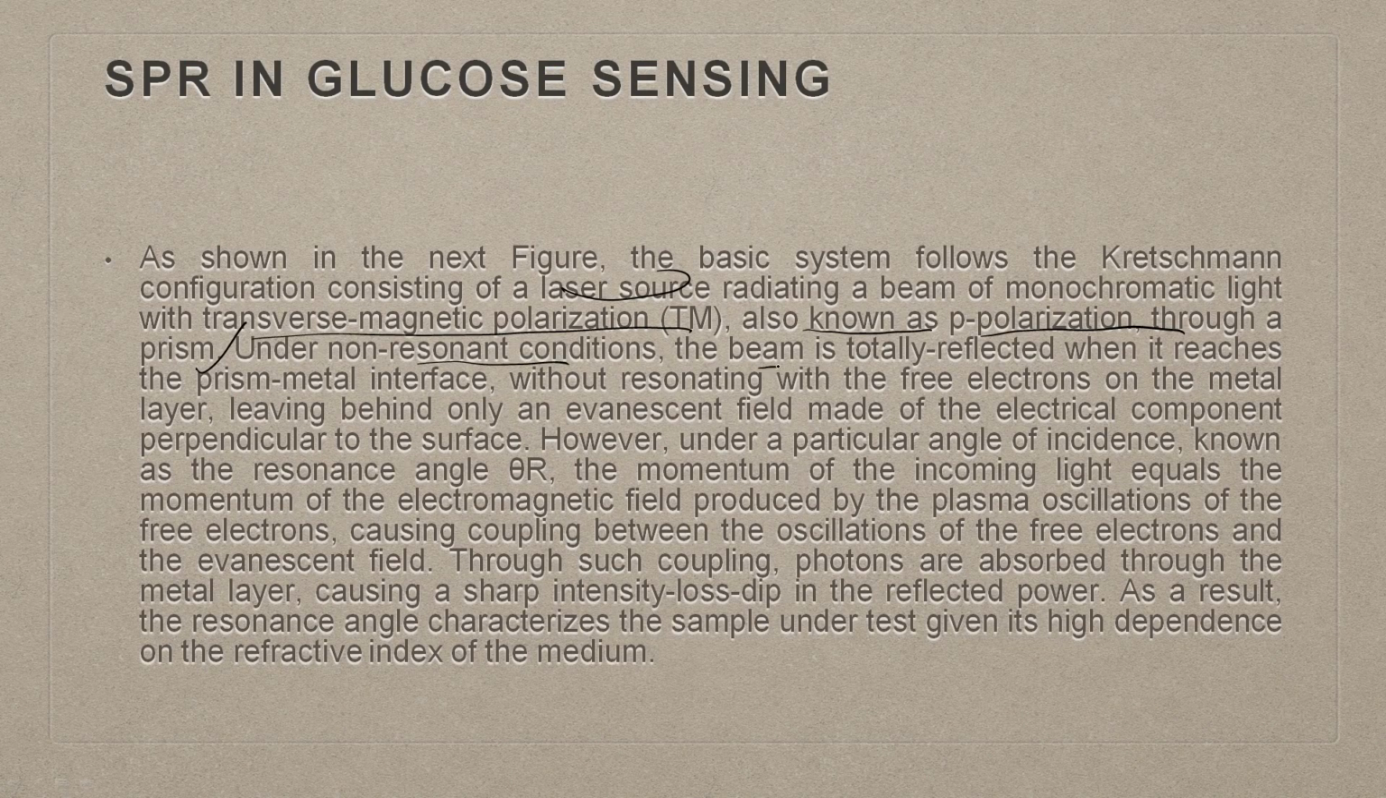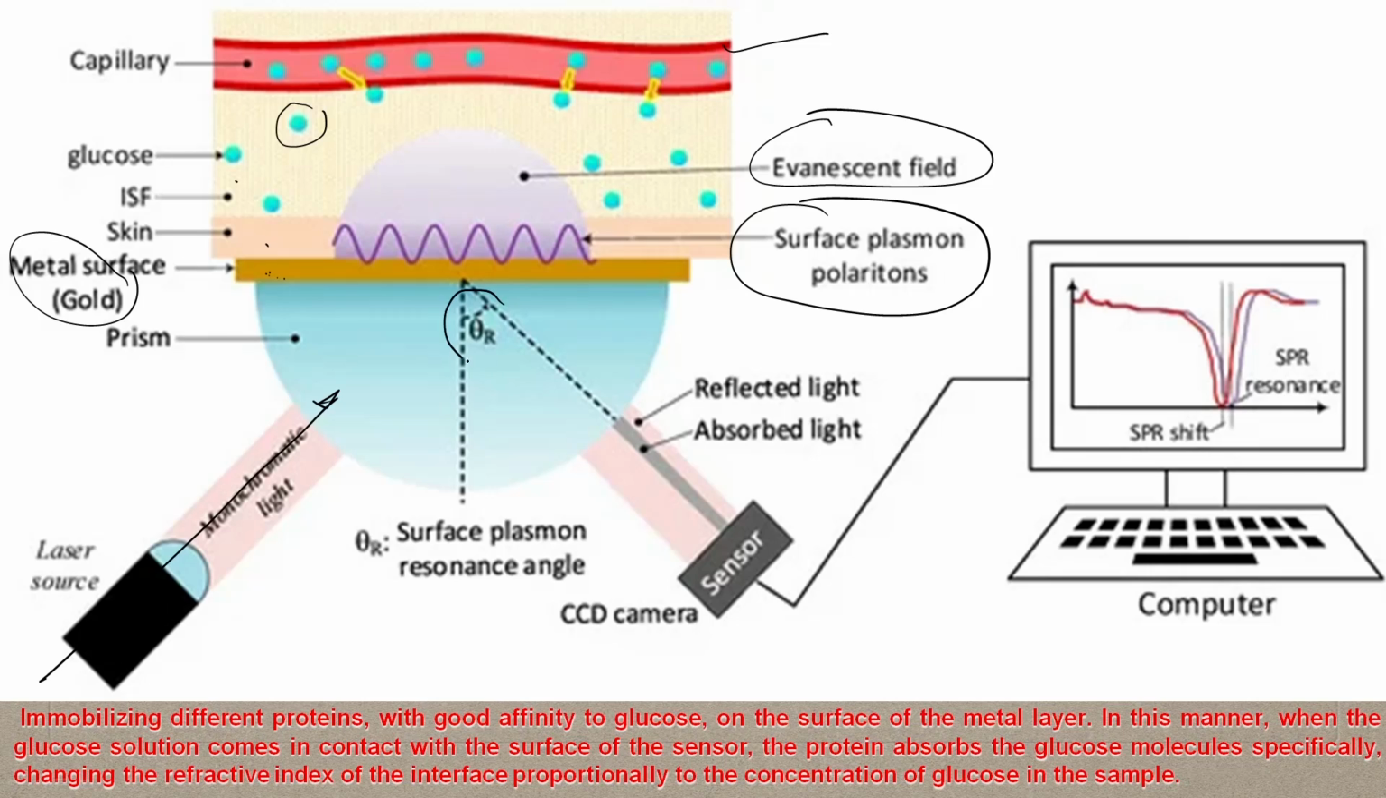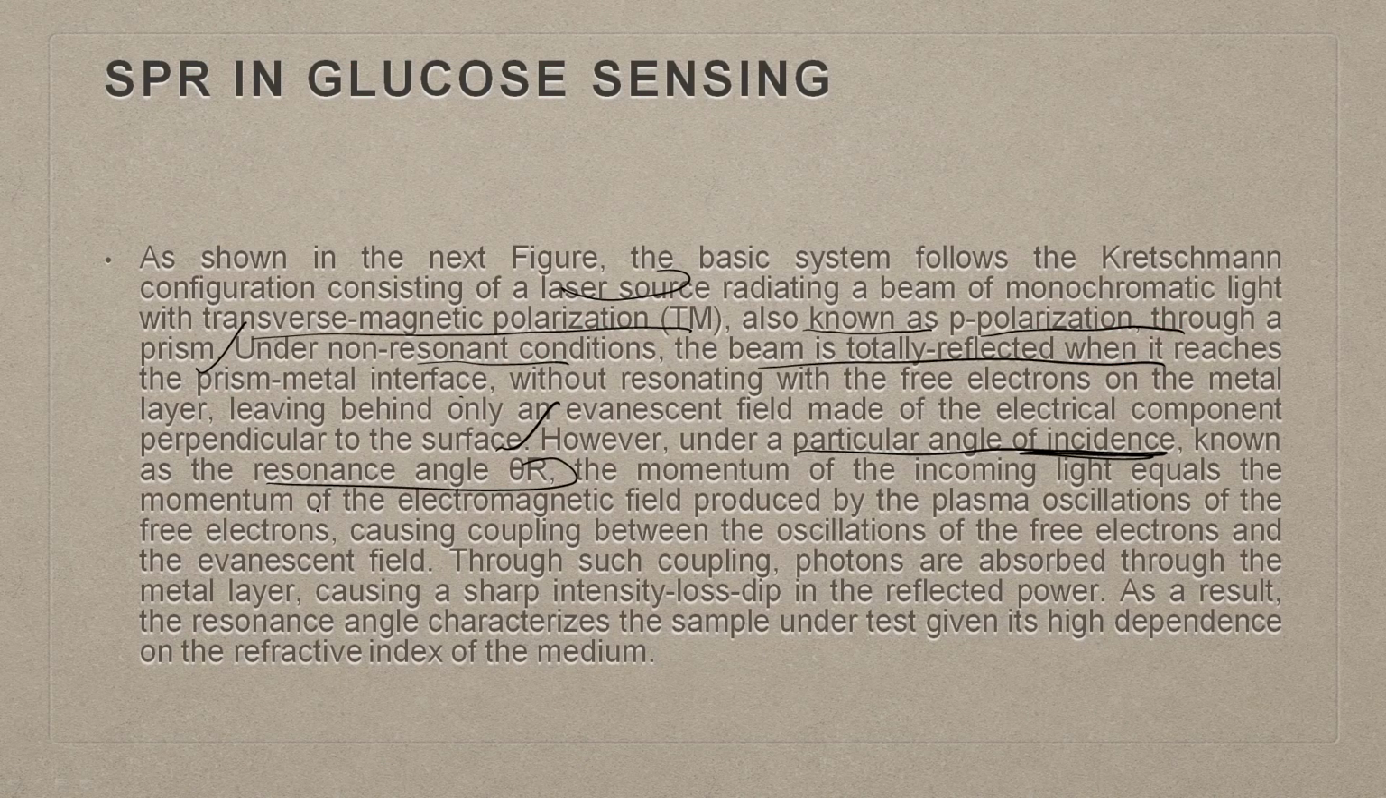Under non-resonant condition, the beam is totally reflected when it reaches the prism-metal surface without resonating with the free electrons on the metal layer, leaving behind only an evanescent field made of the electrical component perpendicular to the surface. However, under a particular angle of incidence known as the resonance angle theta r, here is that angle, that specific angle we have been talking about, the momentum of the incoming light equals the momentum of the electromagnetic field perpendicular to the surface by the plasma oscillation of the free electrons, causing coupling between the oscillation of the free electrons and the evanescent field.